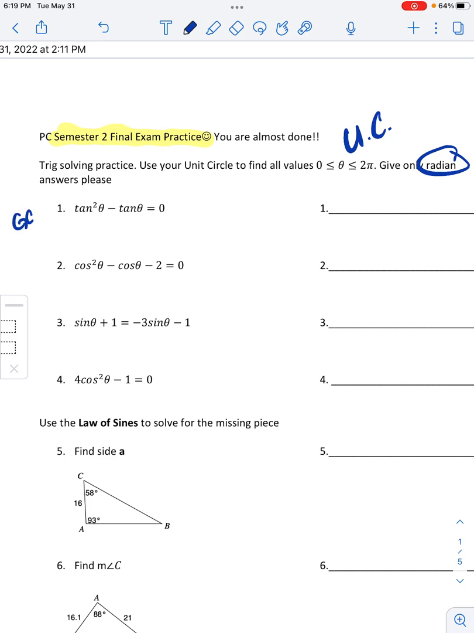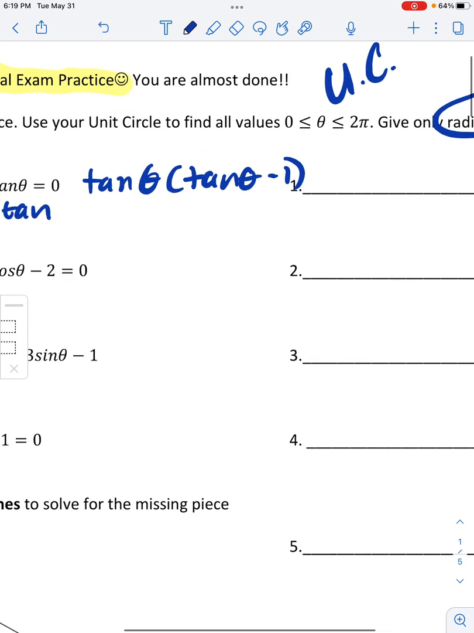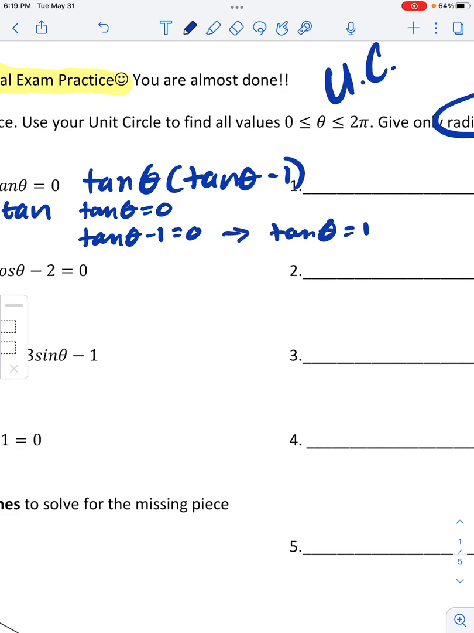So this is a greatest common factor problem, just like the first thing on the list in your yellow sheet. They both have a tangent, so I take that out front. When I divide a tangent out of here, I get a tangent. When I divide a tangent out of here, I get a 1. So now I need them to equal 0. That means either this tangent of theta can equal 0 or this tan theta minus 1 can equal 0, which would imply that the tangent of theta would have to equal 1.